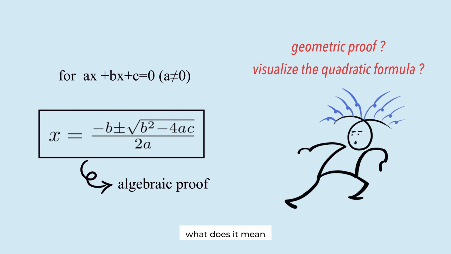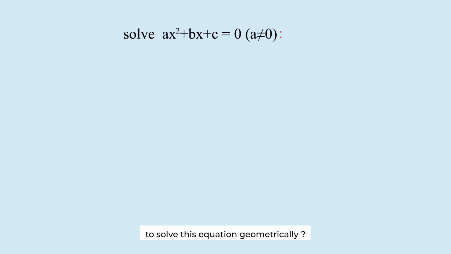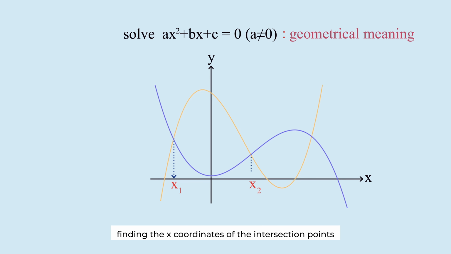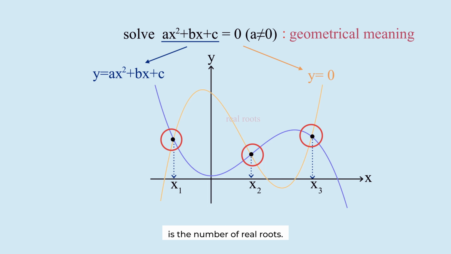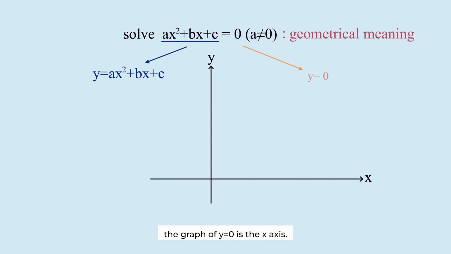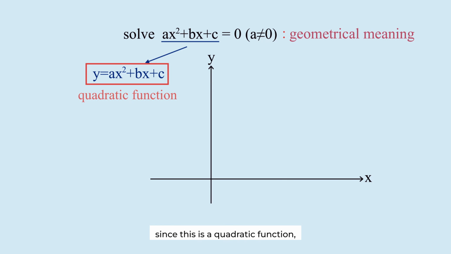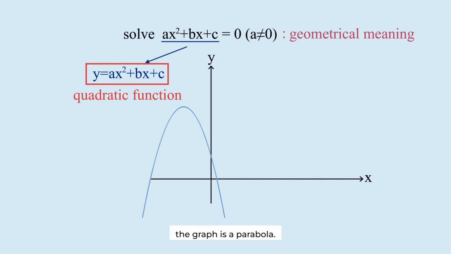Let's math travel. What does it mean to solve this equation geometrically? It means finding the x-coordinates of the intersection points where the graph of the left-hand side meets the graph of the right-hand side. The number of intersection points is the number of real roots. The graph of y equals 0 is the x-axis. Since this is a quadratic function, the graph is a parabola.